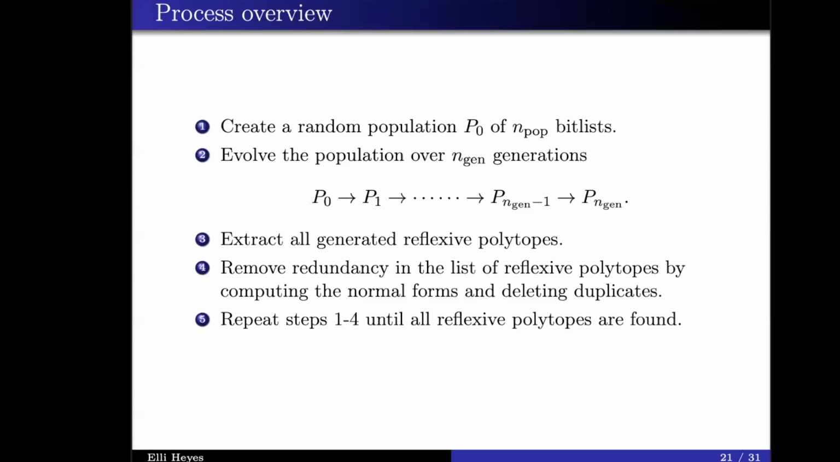Before I show you the results, I want to explain how we generate a data set with a genetic algorithm. First, we randomly generate a population of random bit lists. Then we evolve the population by going through the loop I showed: ranking, selection, crossover, mutation. For all of our experiments, the number of generations is set to 500. Then we extract all of the polytopes generated during that process that are reflexive, and remove the redundancy from symmetry equivalence that I spoke about by computing the normal forms and deleting the duplicates. Going through steps one to four is what we call a run. We repeat that process for several runs until we find all reflexive polytopes.